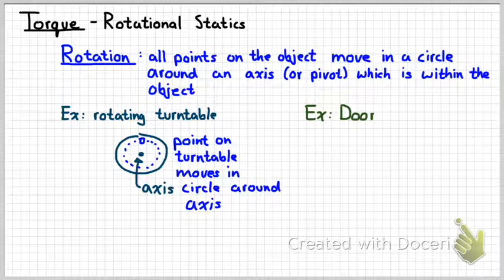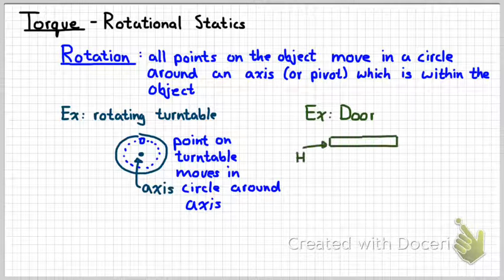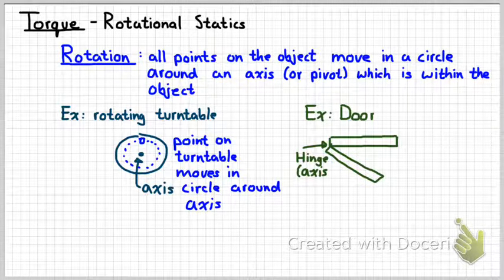Another example would be opening a doorway. The hinge, in this case, is your axis. A point on the door would move in a circle around the hinge. It's not necessary to move in a complete circle to be considered a rotation. Part of a circle will suffice.